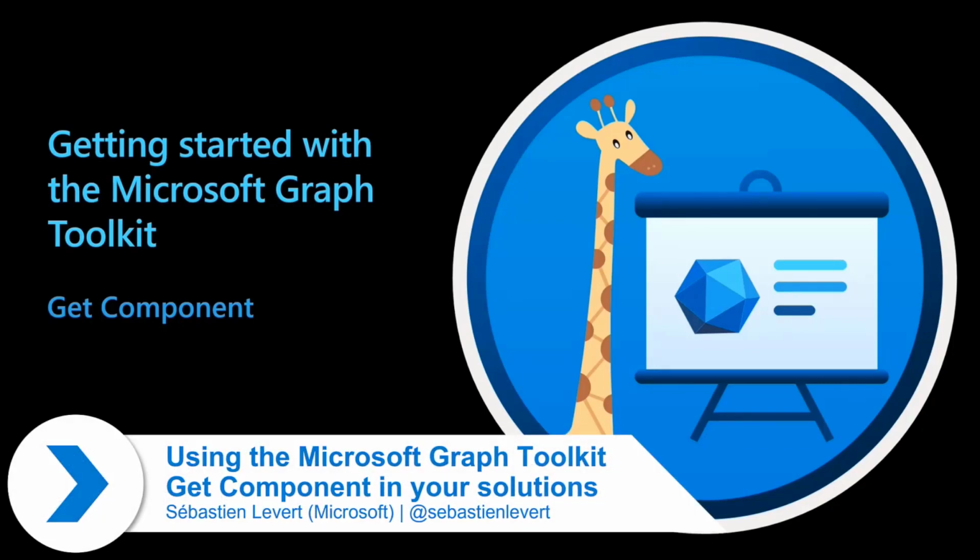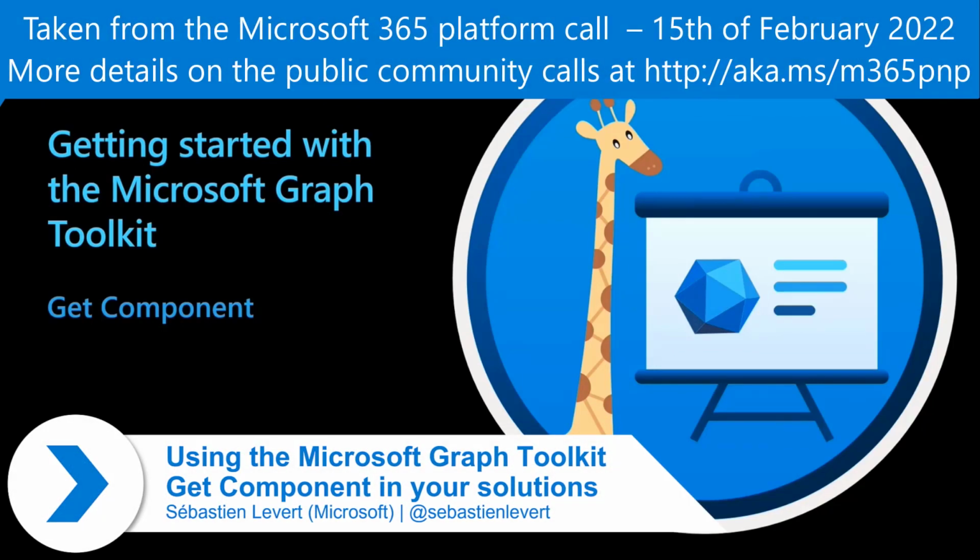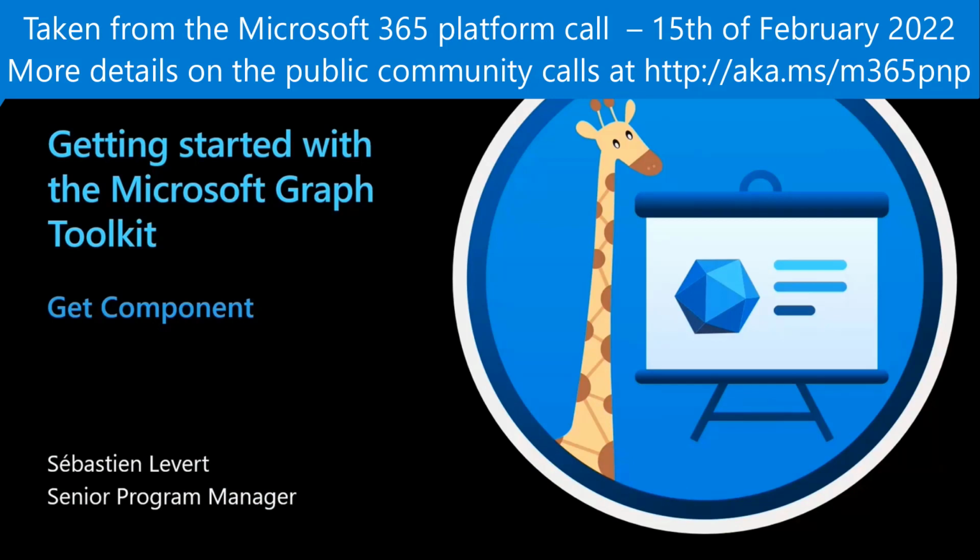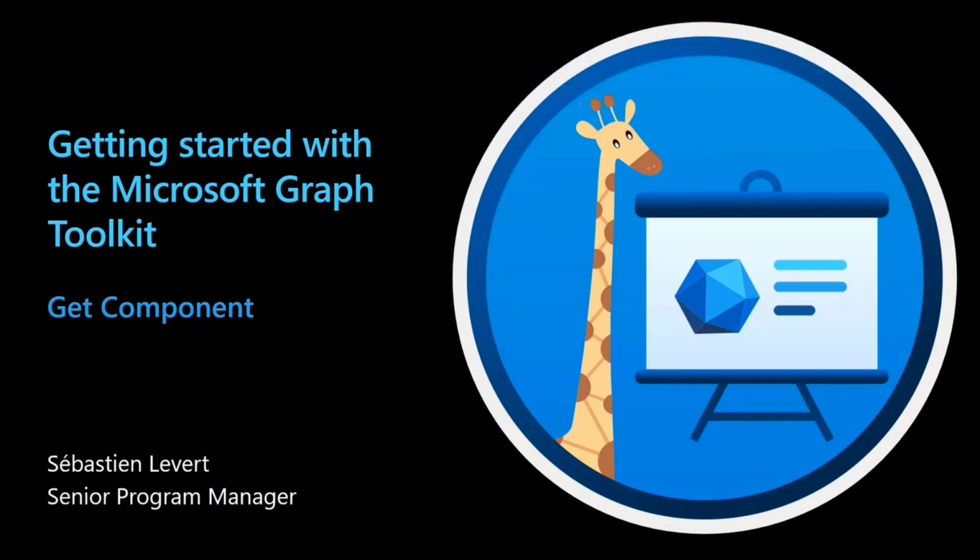Today we will be completing our tour of all the Microsoft Graph Toolkit components. In the last couple of weeks, we went through all the different components that are made available via the Microsoft Graph Toolkit. And today we are completing it by looking at the one that was missing, the one that can actually fill all the gaps that all the others might not deliver for your solution. So in that case, we're going to talk about the GET component.